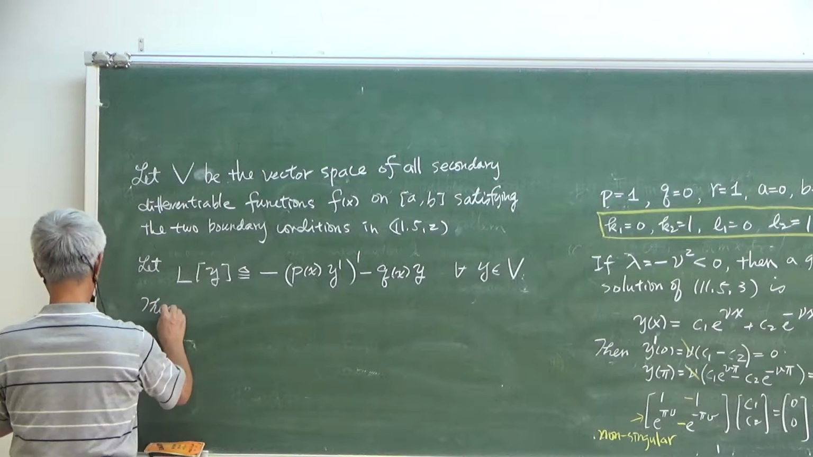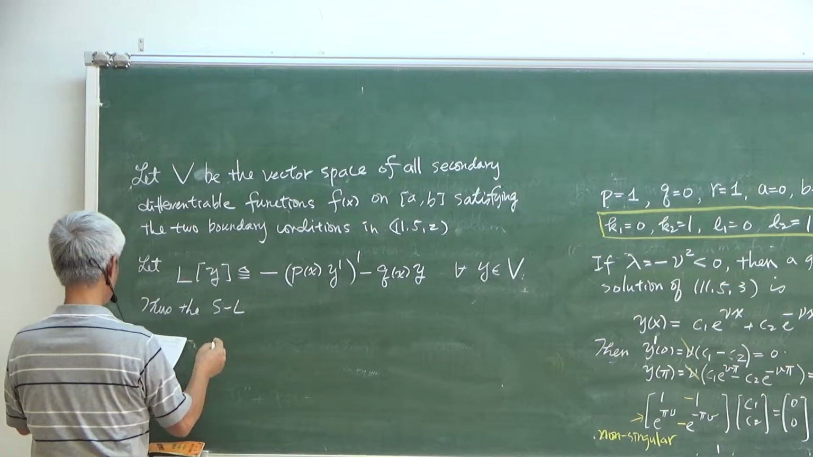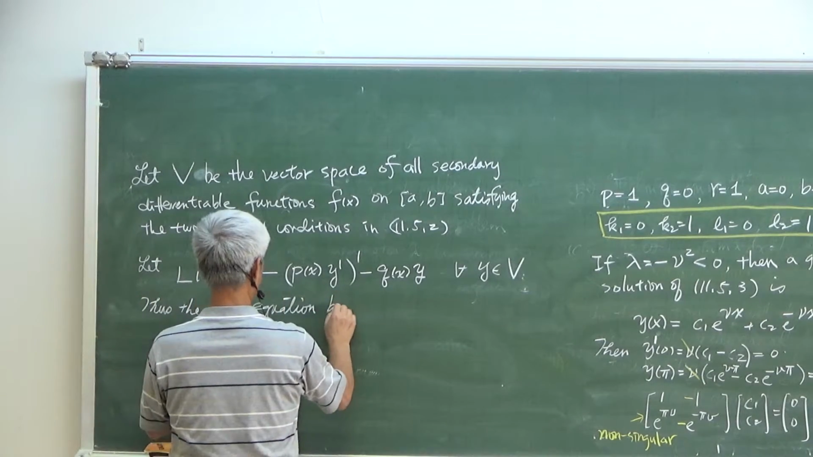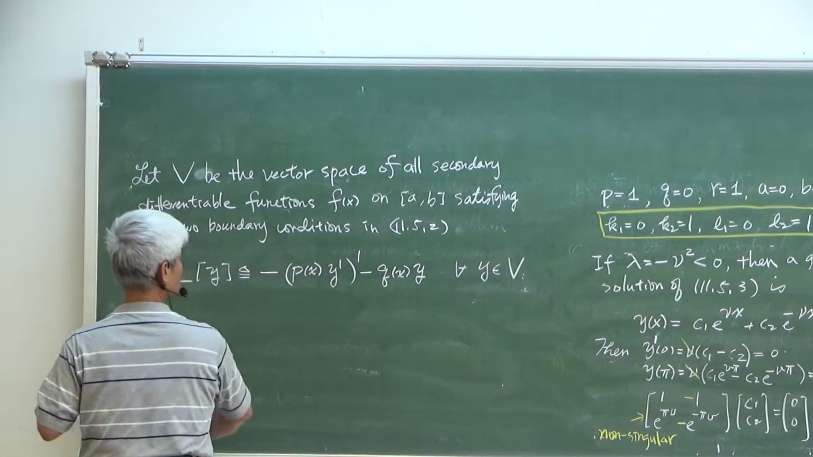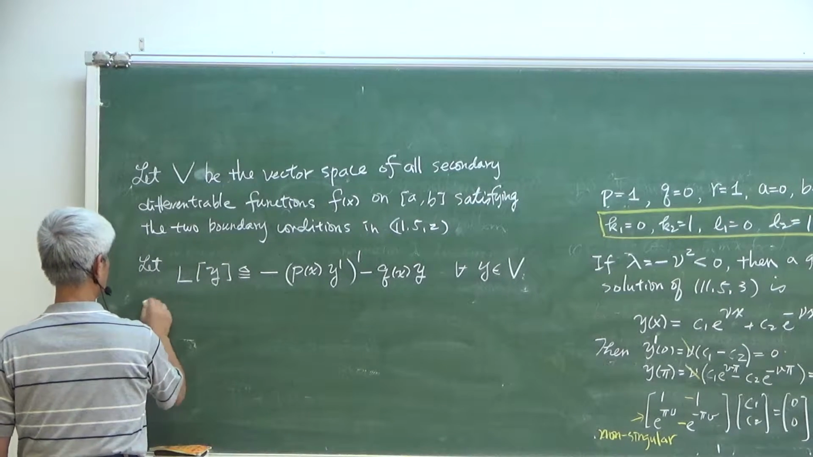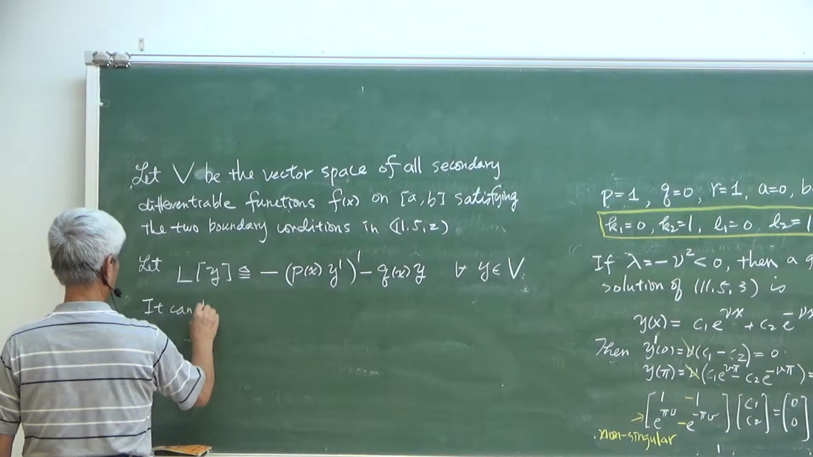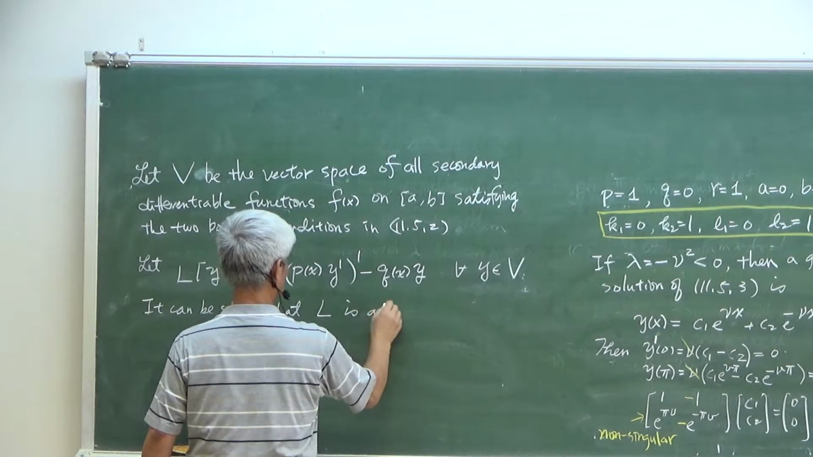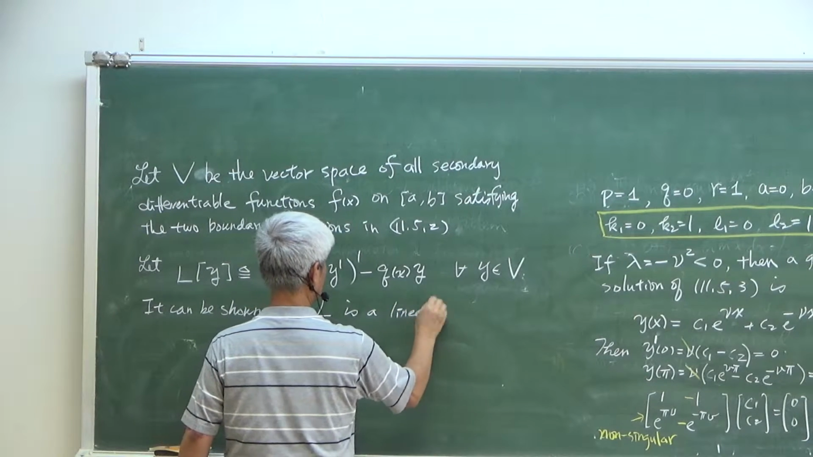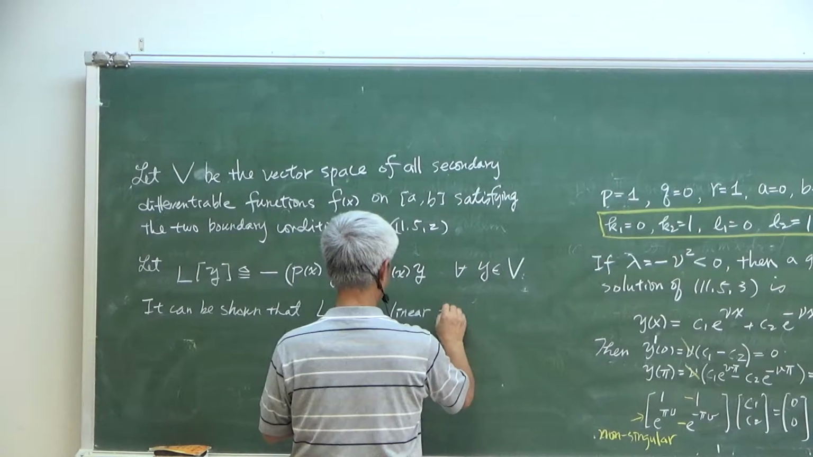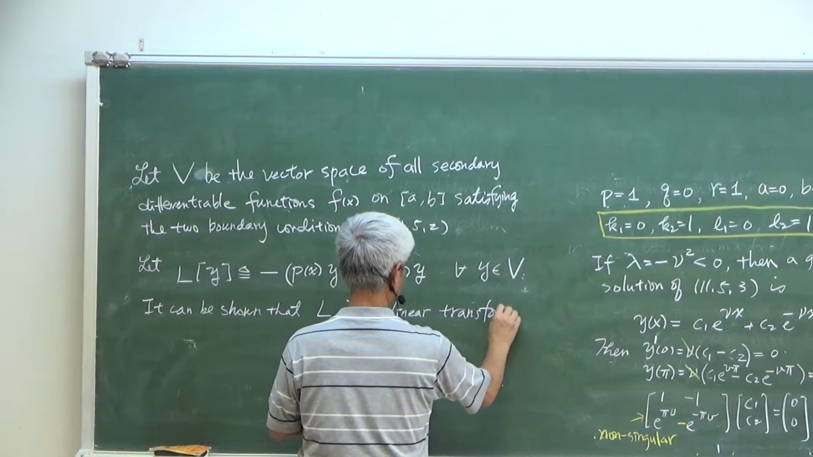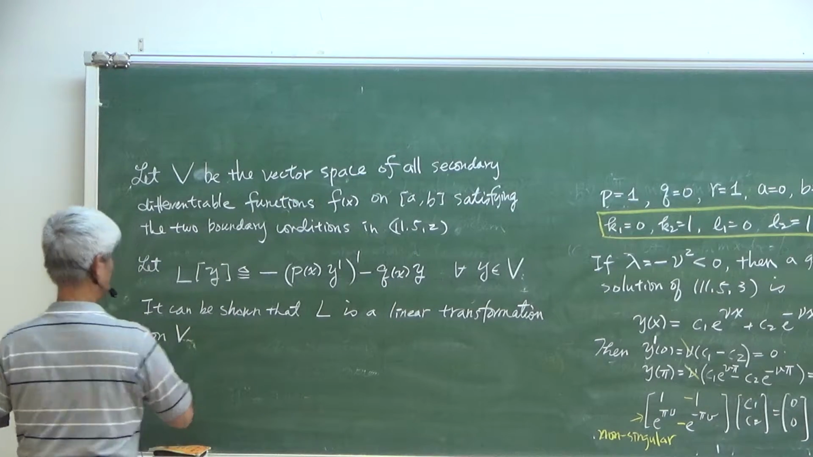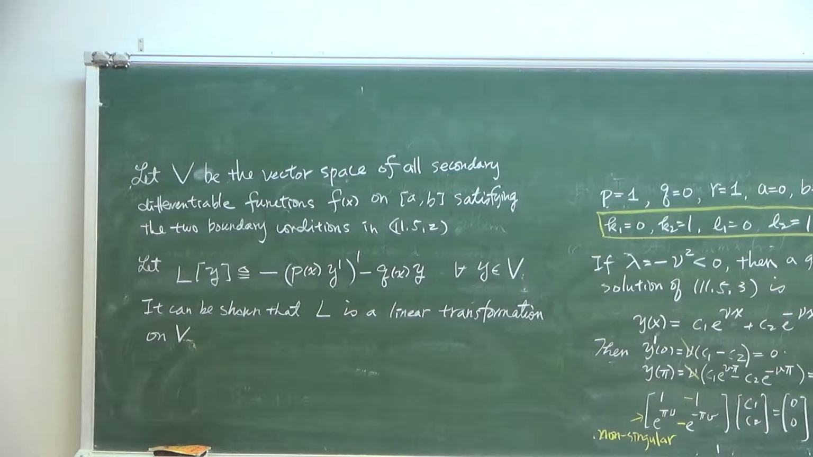Thus, the Sturm-Liouville equation. It can be shown that L is a linear operator, a linear transformation on V. Why is it linear?